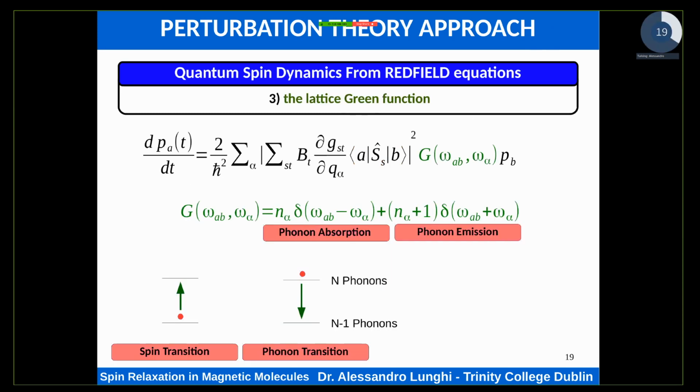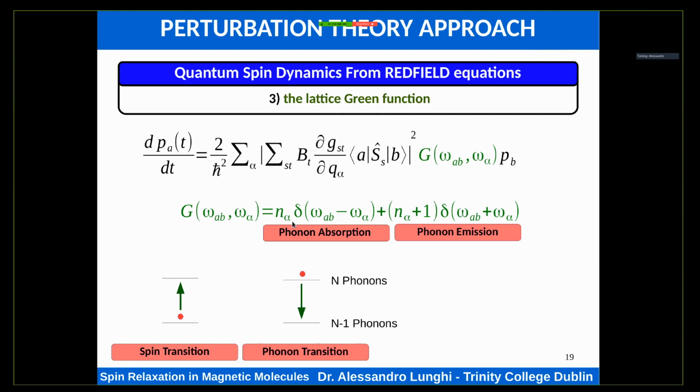Finally, the lattice Green function. This is the term that contains all the information about the phonon dynamics, so what happens in the bath. At the first order, it's described by two terms. The first one describes the phonon absorption probability. As you see, it depends on the number of phonons we have available.